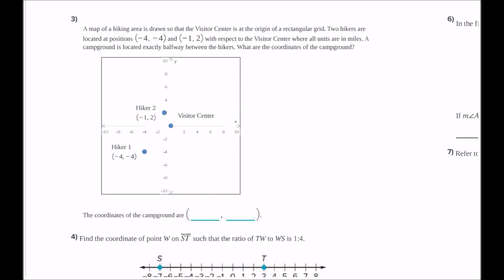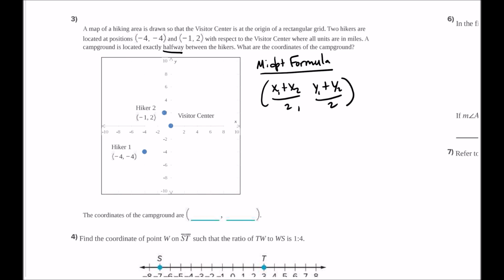Okay, so there has to be a campground somewhere in the middle between those two. So that means it's halfway. So we're talking about midpoint, okay? So the midpoint formula is (x1 plus x2) over 2, (y1 plus y2) over 2. And that's in your formula sheet for geometry. All right, so we can call this x1, y1, x2, y2. We just have to add the two x coordinates, divide by 2, add the two y coordinates, divide by 2.